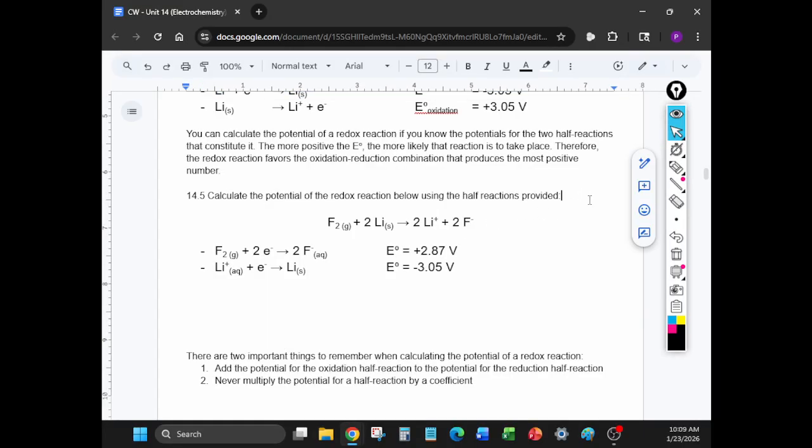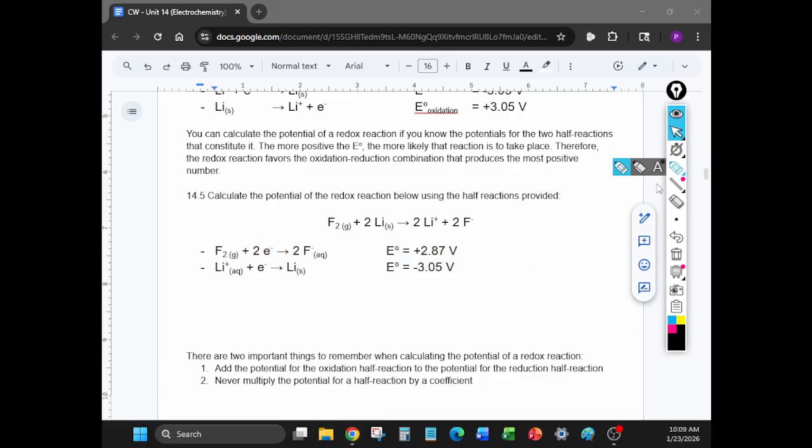All right, so we got this problem right here. We're going to calculate the electrical potential of this full reaction, this one right here, using these 2 half reactions. To do that, we're going to use Hess's law to make this reaction using these 2 half reactions. Let's take a look at the reaction that we want to make. F2 is on the reactant side, so we look for the reaction with F2. F2 is right here. Perfect.